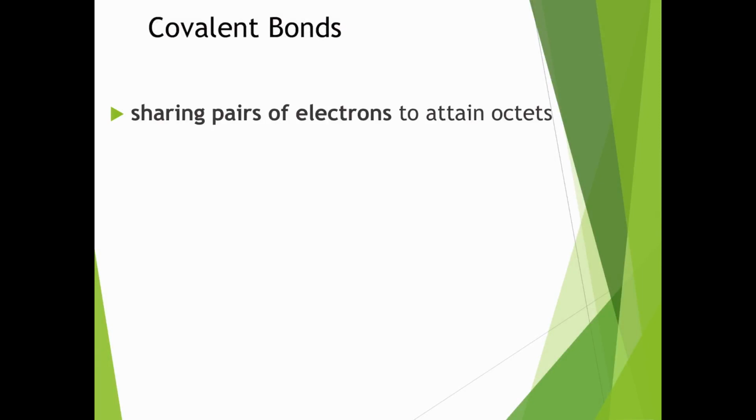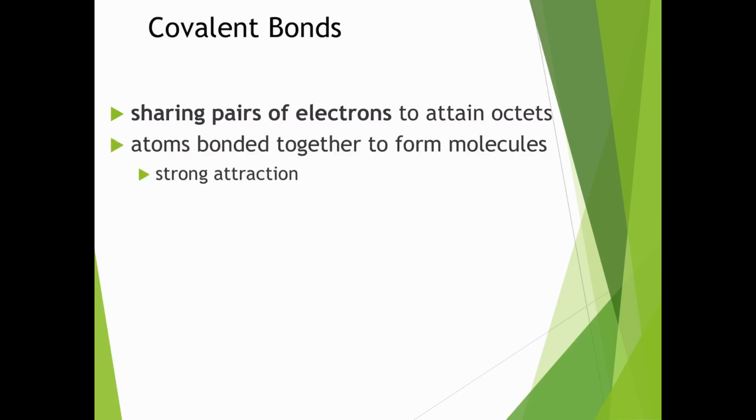And so we talked about octets last time. Octets are where an atom will have 8 valence electrons. So that's kind of the name of the game, right? Everyone's trying to get to 8. So when we talk about octets, that's what we're talking about.